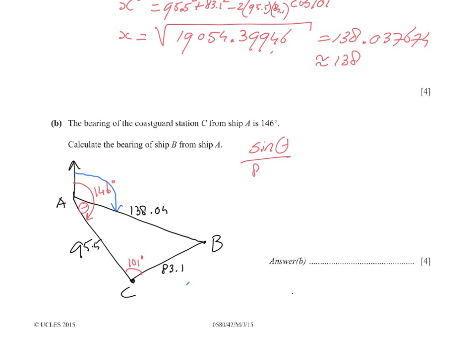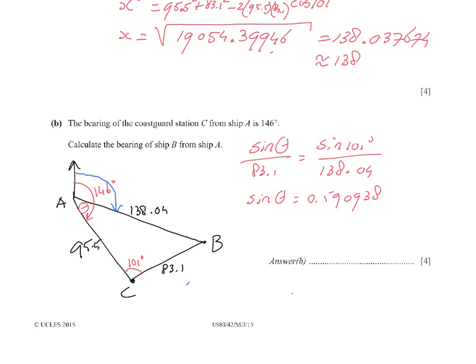The sine of theta over its opposite side, 83.1, equals, and now my full pair, the sine of 101 over 138.04. Now I grab my calculator. I do sine 101 equals, divided by 138.04 equals, times 83.1 equals. So I'm going to say now that the sine of theta equals 0.59.